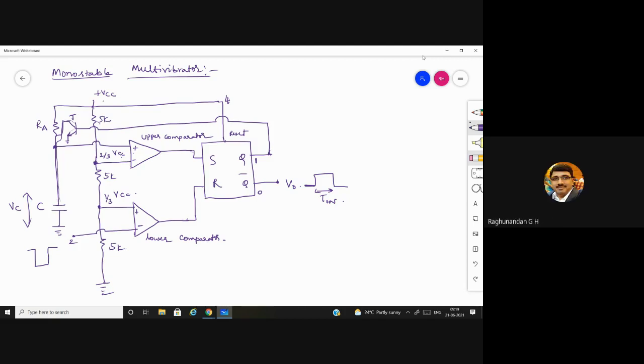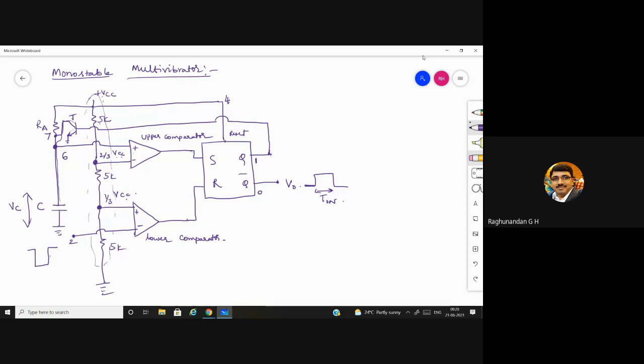See, in this circuit, the voltage drop at these nodes will always be constant. This node always maintains 1/3 of VCC because VCC is fixed, so this will also be fixed. This always maintains 2/3 VCC. This will be fixed. But the voltage across this node and this node will be varying because pin number 2 depends upon the triggering pulse, and this terminal is pin number 6 according to the 555 timer IC, and this will be pin number 7, the collector terminal.